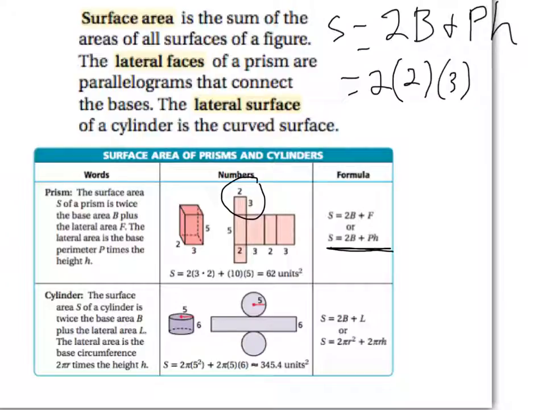Now the second part of this equation is we're going to add the perimeter times the height. Okay, so we're going to add the perimeter times the height.